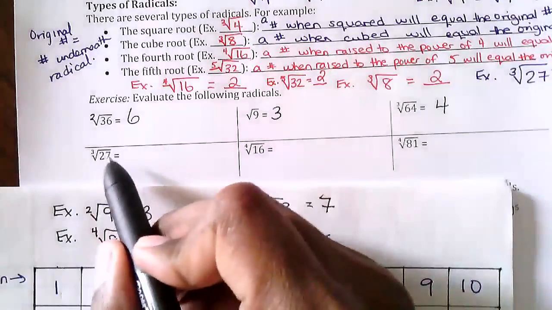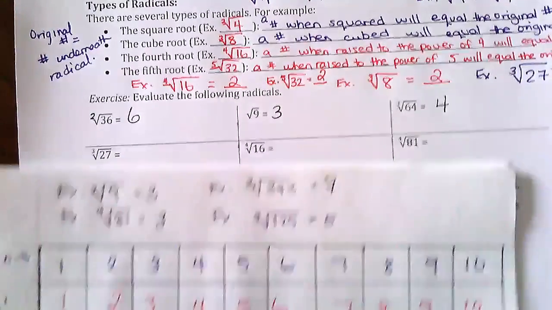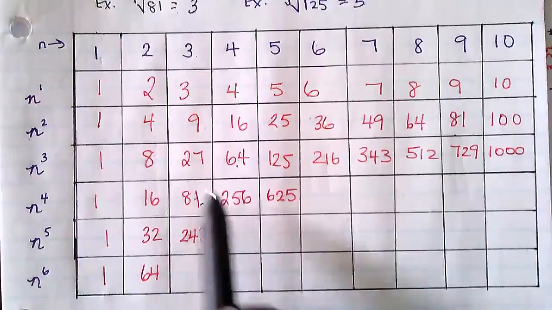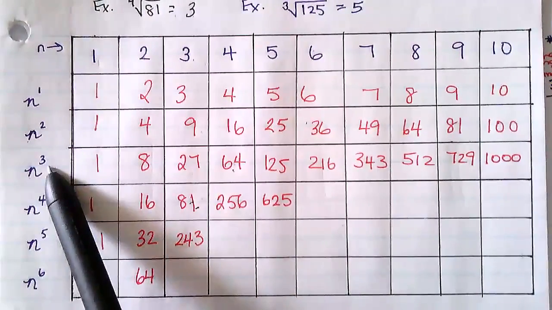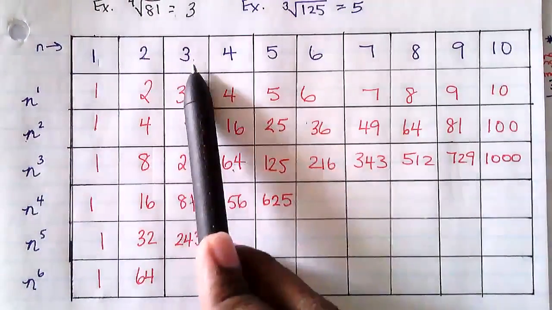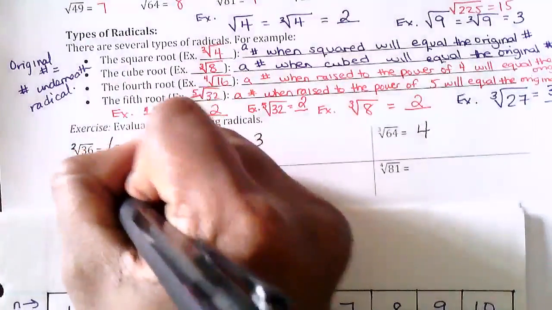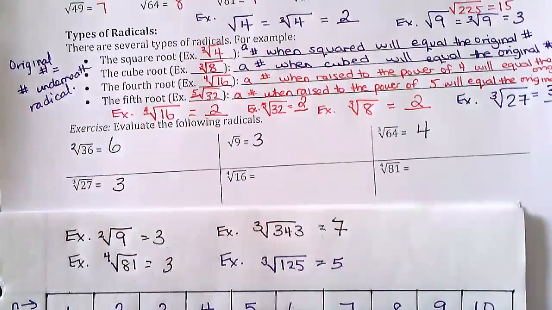Let's take a look here. We have 27 and the cube root again. So we look for 27, which I see here. Cube root means the exponent should be 3. So the number I'm looking for is 3. 3 is the cube root of 27.